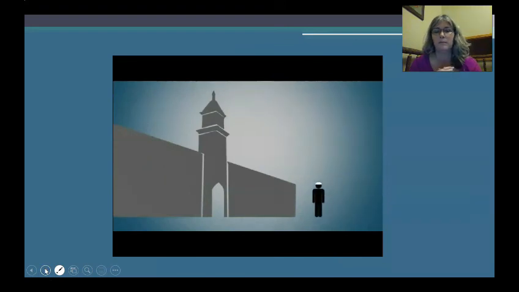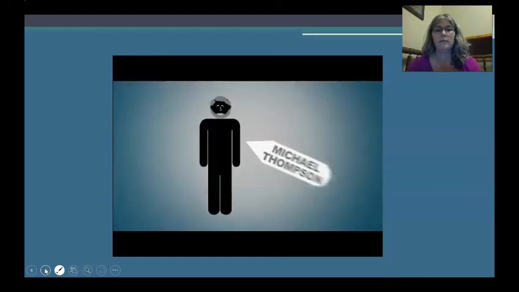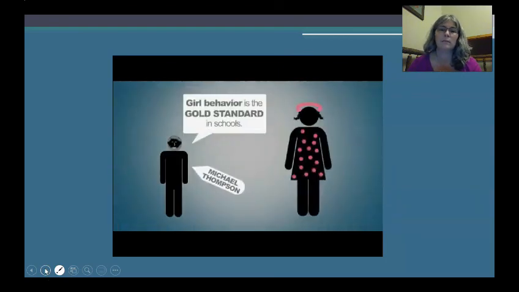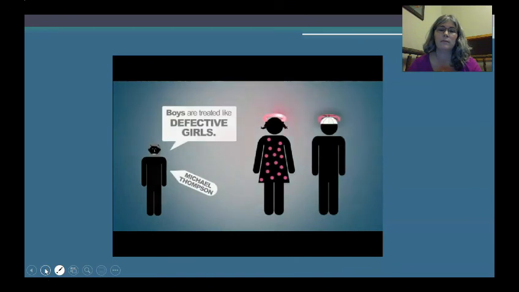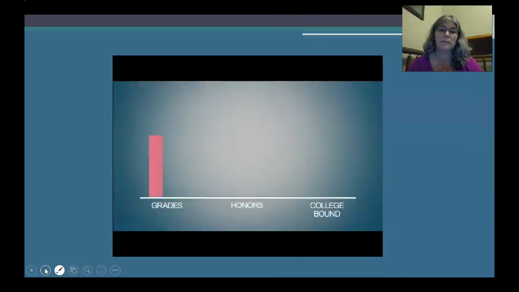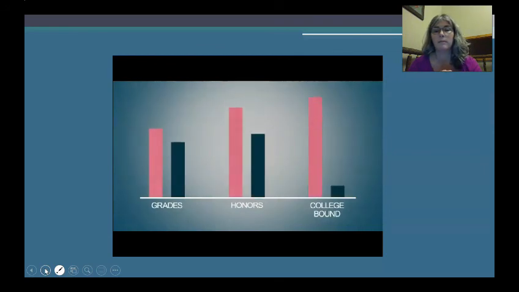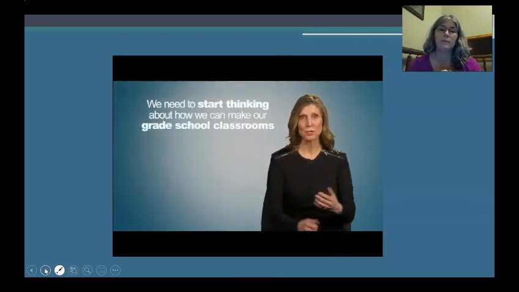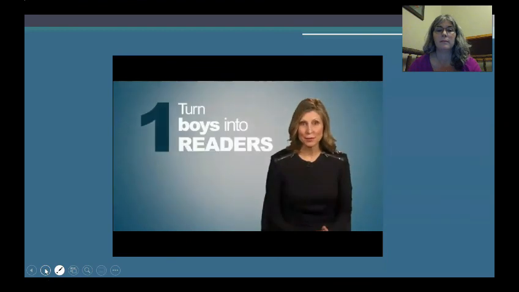But increasingly, our schools have little patience for what only a couple of decades ago would have been described as boyishness. As psychologist Michael Thompson has aptly observed, girls' behavior is the gold standard in schools. Boys are treated like defective girls. Now, as a result, these defective girls are not faring well academically. Compared with girls, boys earn lower grades, they win fewer honors, they're far less likely to go to college. We need to start thinking about how we can make our grade school classrooms more boy-friendly, into readers.